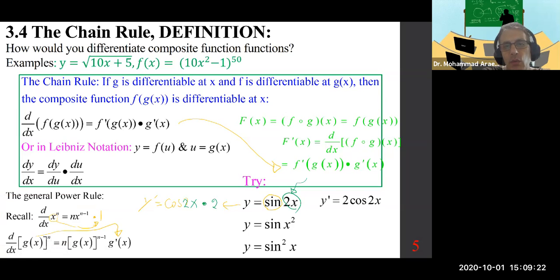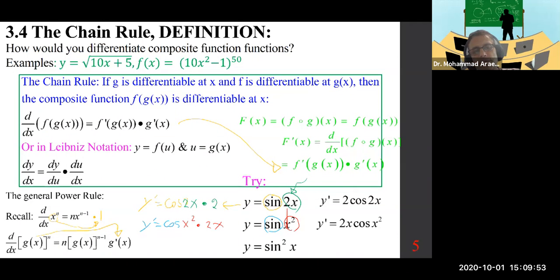I'm looking at the second one, and again, I read the same thing. Sine, and I'm going to pause, and I'm going to say sine. The answer is cosine. Sine of what? X squared? So cosine of x squared. But what is the derivative of x squared? 2x. And I put the 2x in front.